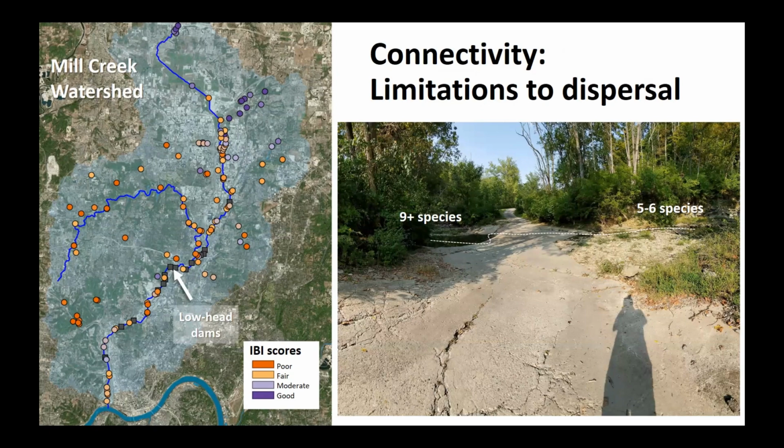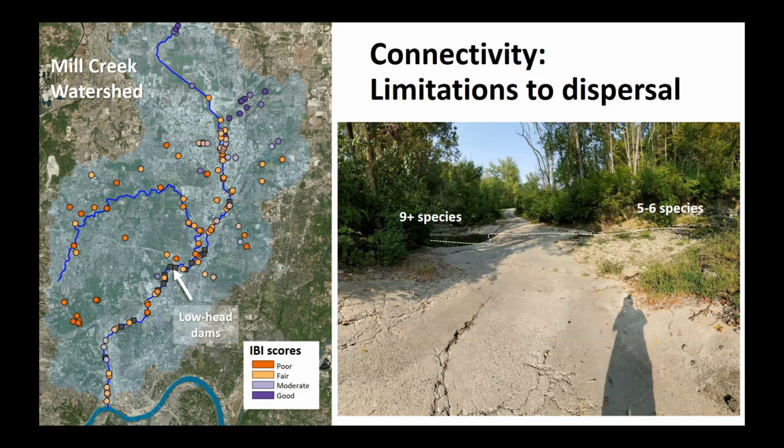Could we actually see a system improve its fish community if we did some modification in an upstream section? So here's a road crossing in the middle of Cincinnati. On the downstream side of this road crossing, we see 9 species. On the upstream side, we see 5 species. So just this barrier alone, even if we do all the mitigation in the world upstream, we're unlikely to see an improvement in the fish community on the upstream side of this.